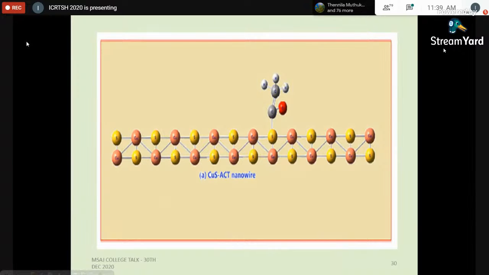Yeah, this is the structure for the CuS ACT nanowire. Monowire is a single-layer representation. The nanowire representation is by CuS. We know copper and sulfide. From that, we have this diagram. Theoretically, by software, we are getting the same. Next slide, please.